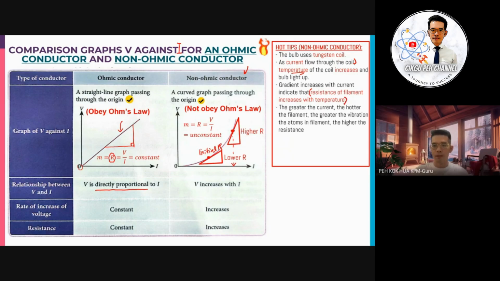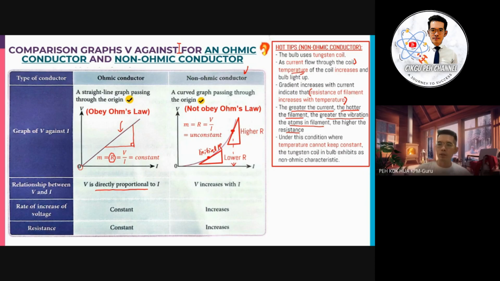So this one will be shown by the graph. As the current increases, the hotter the filament becomes, so the greater the vibration of the atoms in the filament. When the vibration is bigger, the electrons are not able to flow through, so the resistance will increase. That is why the tungsten coil behaves as a non-ohmic conductor when the current increases.